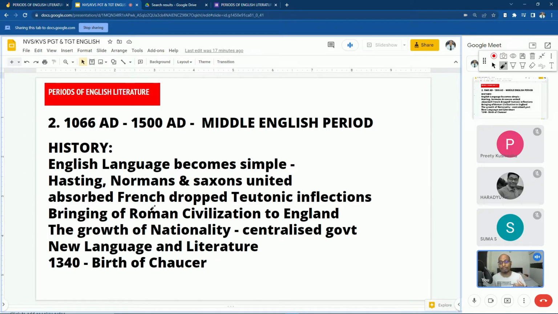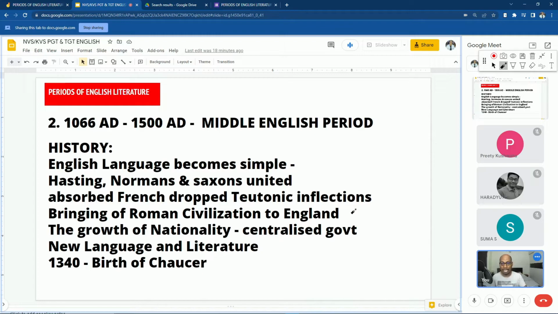So Rome was very developed in those days, and Rome was dominating the European part of the country. So they got influenced by the Roman civilization, and they wanted to develop England also. And the sense of growth of nationality: until then they were all divided into small groups, Anglos, Saxons, Angles, Normans, Hastings. But in this period they all started living together and developed a sense of nationality. So they slowly forgot and lost their differences, and they became one nation.